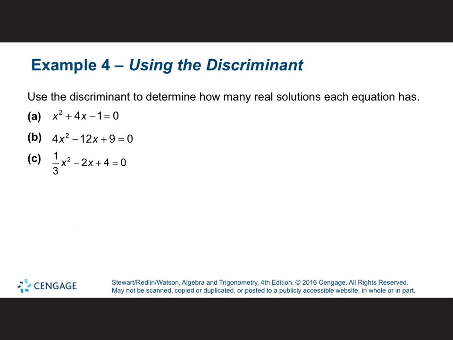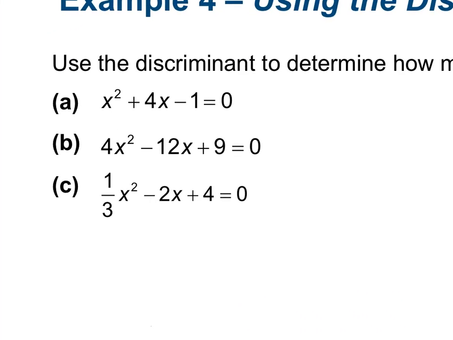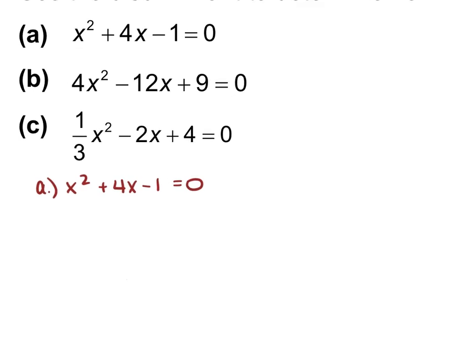If we look at example 4, we are using the discriminant to determine how many real solutions each equation has. So for a, we have x squared minus 4x minus 1 is equal to 0. Just going to rewrite this down here. My equation is equal to 0. So I'm going to identify my a, which is 1, my b is negative 4, and my c is negative 1.